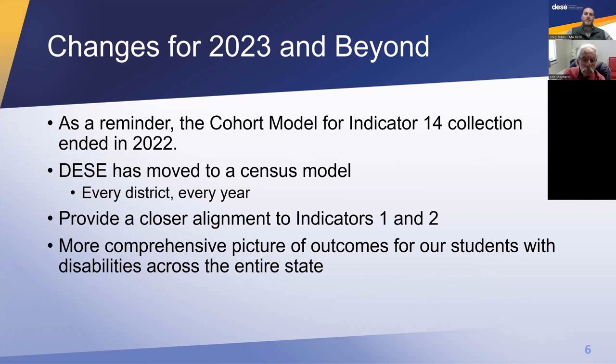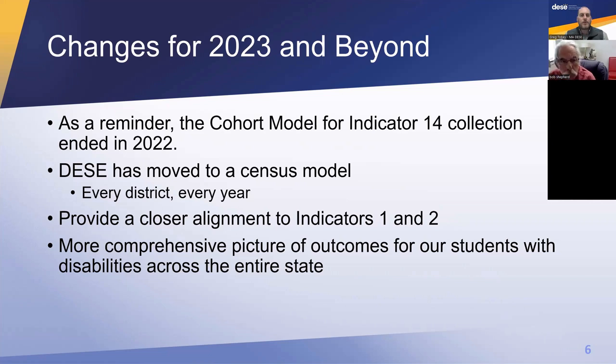Some changes that have occurred starting in 2023. As a reminder, the cohort model for indicator 14 ended with the 2022 collection. Previously, every district was divided into one of 4 cohorts, and you would have collected indicator 14 every 4 years. We have moved to a census model, meaning every district will be collecting indicator 14 data every year moving forward.